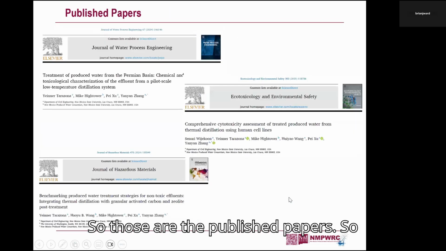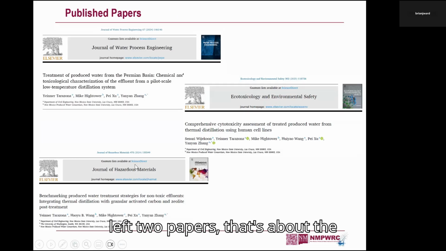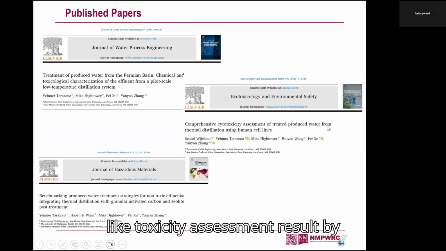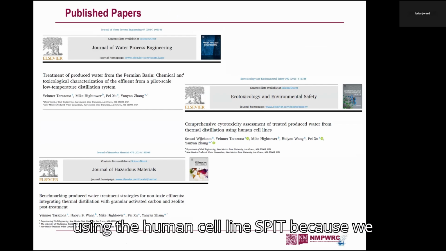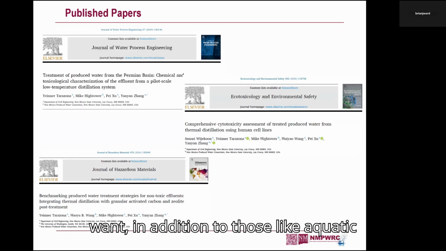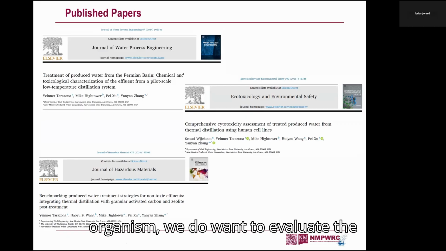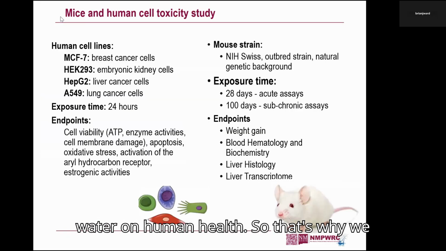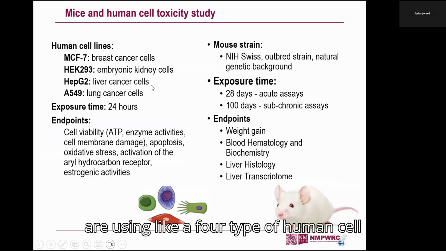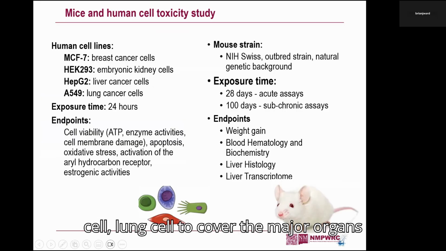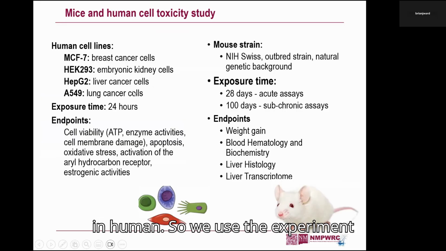So those are the published papers. The two on the left are about the toxicity results for the thermal process. On the right one, we have some toxicity assessment results using human cell lines, because in addition to those aquatic organisms, we do want to evaluate the risk of the treated produced water on human health. So we are using four types of human cell lines, including breast cancer, kidney, liver, and lung cells to cover the major organs in humans.